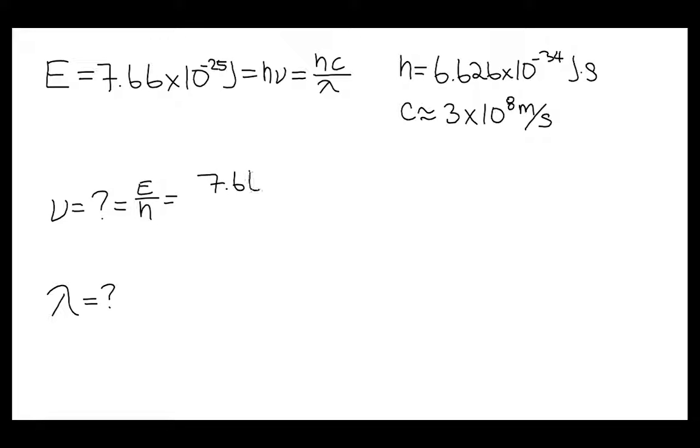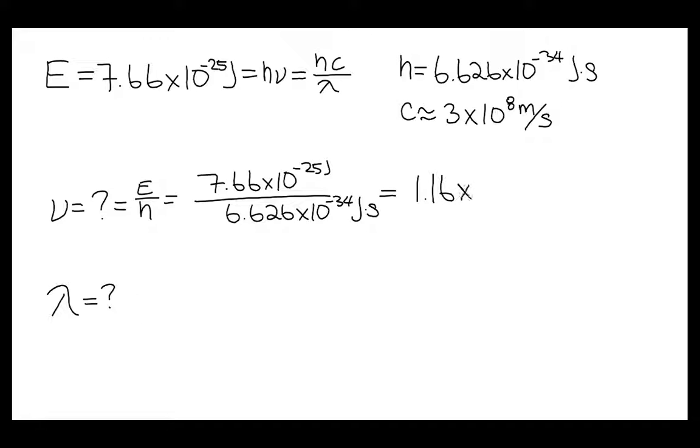nu is equal to E over h, where that is then 7.66 times 10 to the negative 25 joules, over 6.626 times 10 to the negative 34 joule seconds. What we can see is that the joules will cancel out, and our frequency is going to be 1.16 times 10 to the ninth 1 over seconds, or hertz.